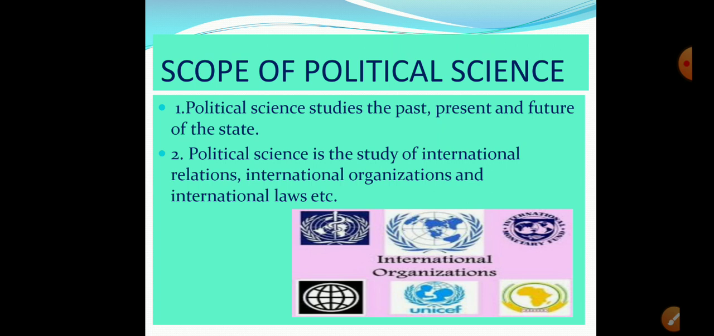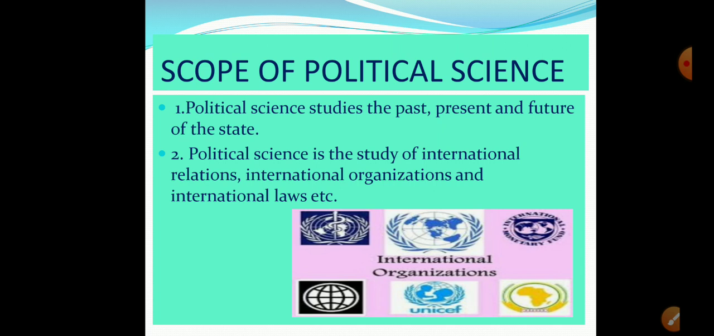Second, political science is the study of international relations, international organizations and international laws. The way we individuals live in a society, in the same way states live in the international arena, where all the states are like individuals, and they have relations among themselves as individuals have. So we study those international relations.